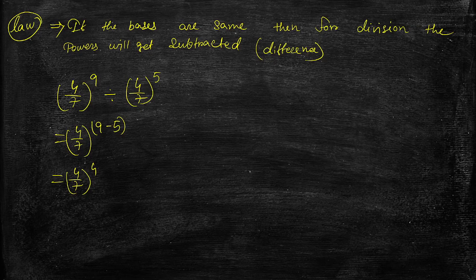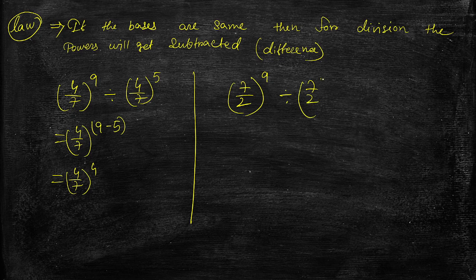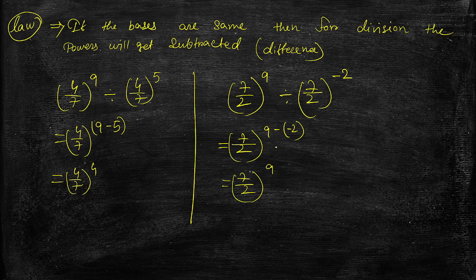See, it's easy now. Suppose something is 7 by 2 power 9 divided by 7 by 2 with the power minus 2. The base is the same, and the power is 9 minus minus 2. So 7 by 2, this is 9, this is a minus, we will remove the bracket, minus minus becomes plus 2. So this is 7 by 2 power 11, right? So you need to calculate in that way.